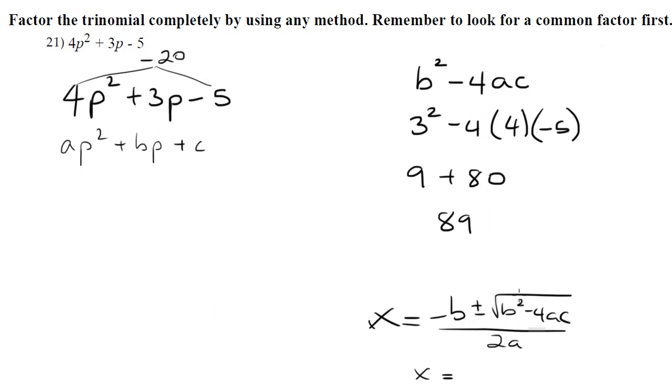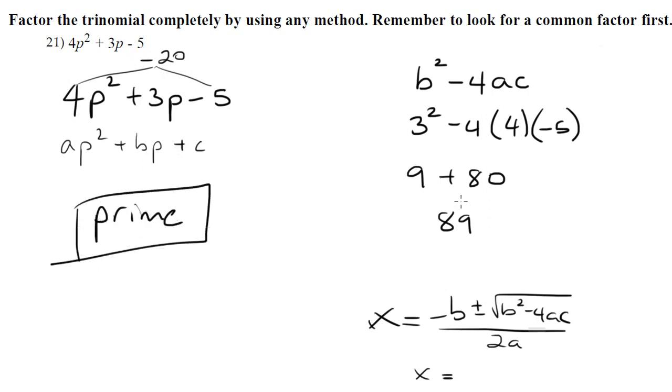But since what's under the radical here is 89, that means I'm going to have negative b plus or minus the square root of 89, which is not a perfect square, which means this is not factorable. It's actually prime. Can't factor that because this discriminant here is not a perfect square. It's not 0. Can't be factored.